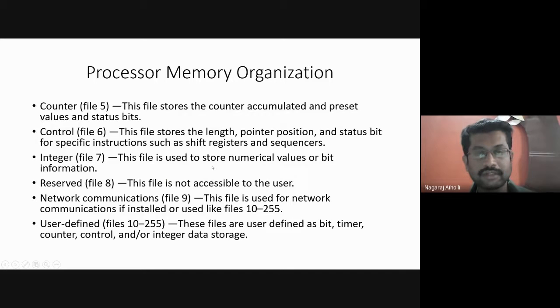File number 7 is used to store the numerical values or bit information. File number 8 is not accessible to the user. It is meant only for the PLC's purpose. It is reserved. Network communication, file number 9, holds all the network data. If there is any LAN connection, that network data, which is for communicating from one PLC to another PLC, or from one PLC to many PLCs, that network information is stored in file number 9.